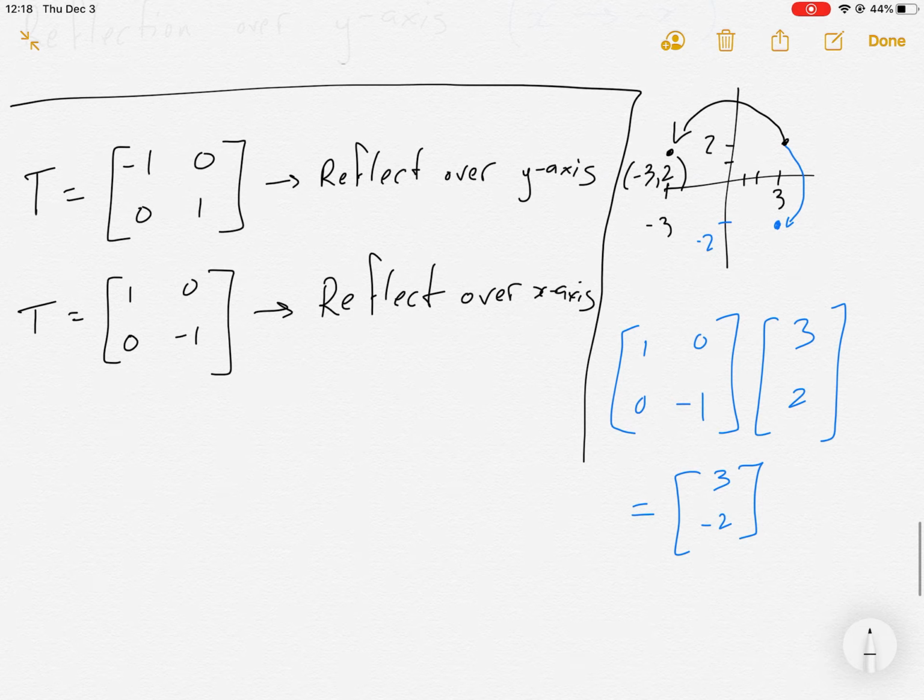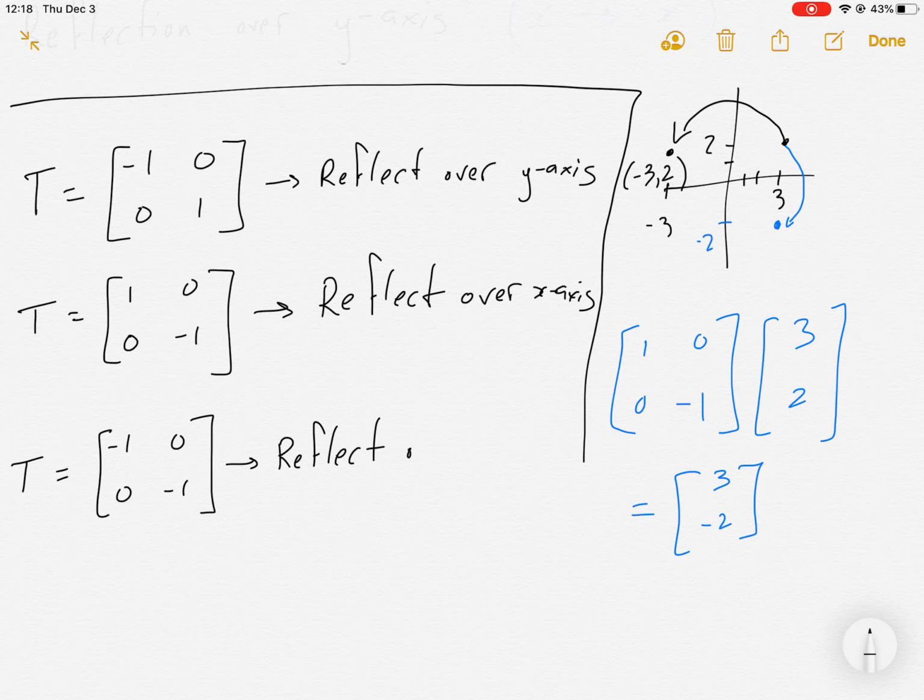Now, if we combine those two, so we get something like this, negative 1, and then 0, 0 in the other two spots. Now we've reflected over both the x and the y, and so we would say this is a reflection over the origin.